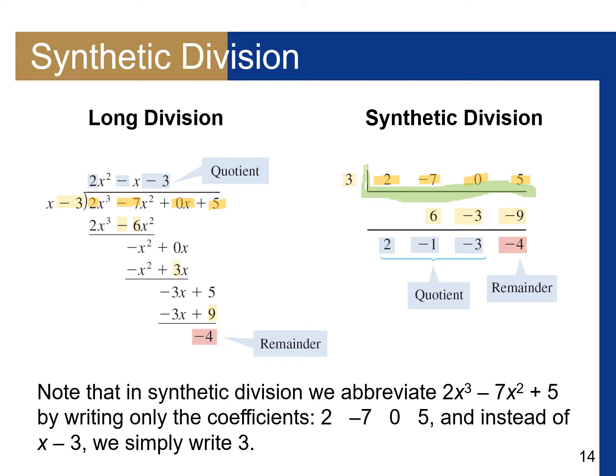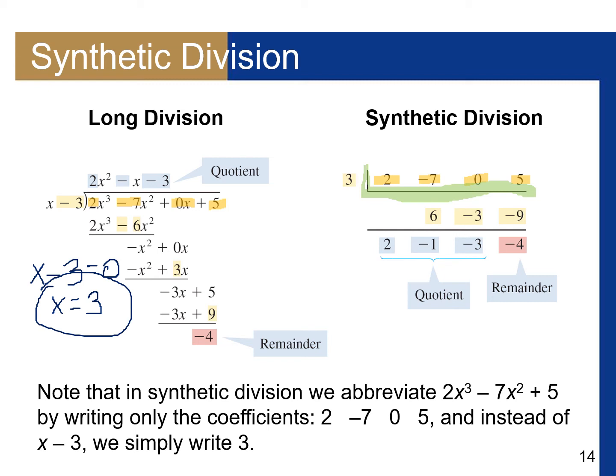Now, how do I know that I'm using the number 3? Well, remember, if I have x minus 3 as a factor, my 0 for that, which means if I took this and set it equal to 0 and solved, would be x equals 3. So for synthetic division, I'm going to use my 0 instead. So here I have it.